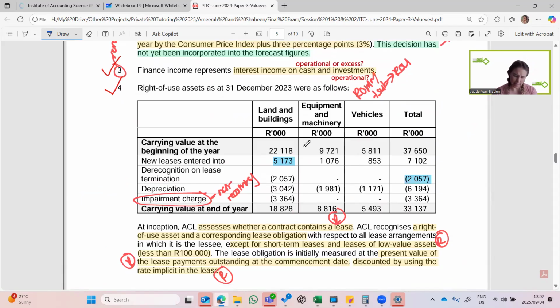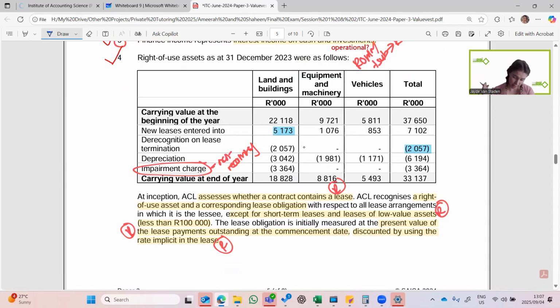Okay, so now I can see they've got new leases that are entered into. So we know there's possibly a chance that those weren't recognized correctly. Same with the derecognition, same with the depreciation, same with the impairment. Then they speak about assessing whether a contract contains a lease. If it meets the short-term or low-value asset definition, then we're going to obviously recognize it a bit differently.